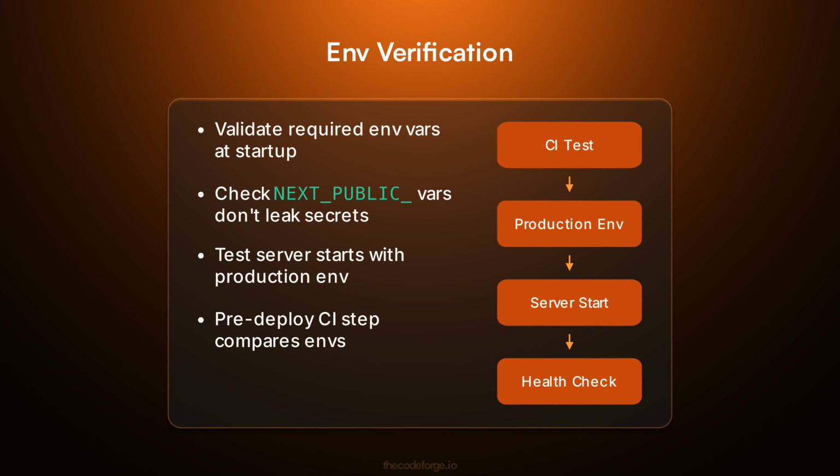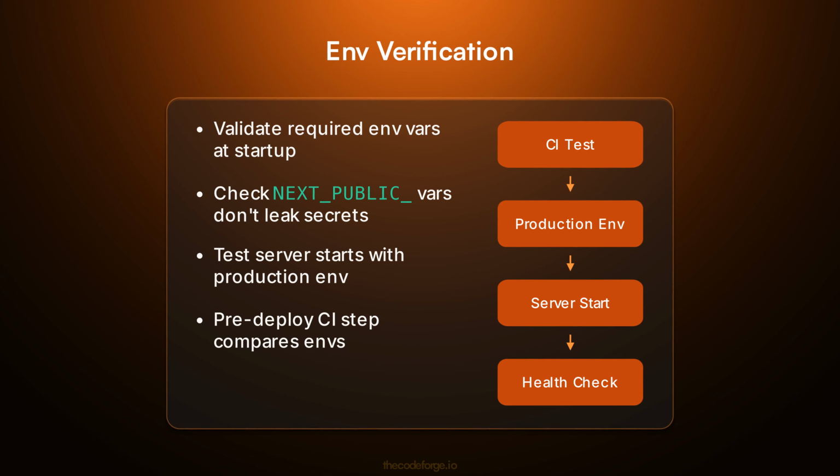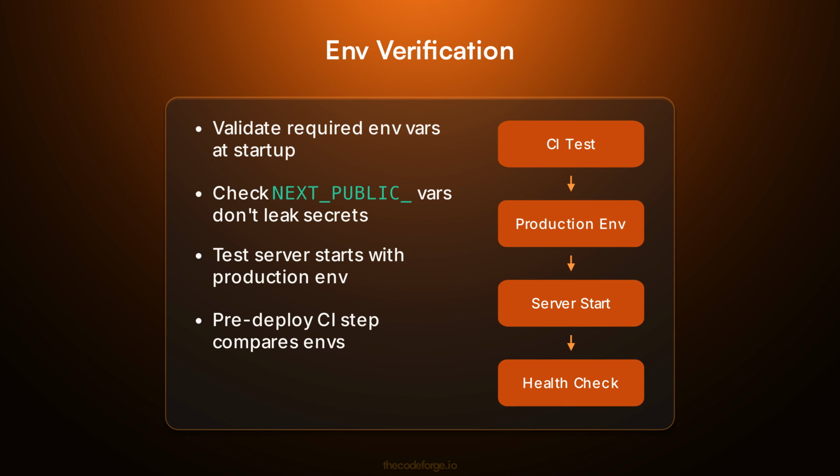Environment verification is the third testing layer. It validates that the production environment has all required variables, that public variables don't contain secrets, and that the server can start successfully. This catches the works-in-staging, fails-in-production gap.